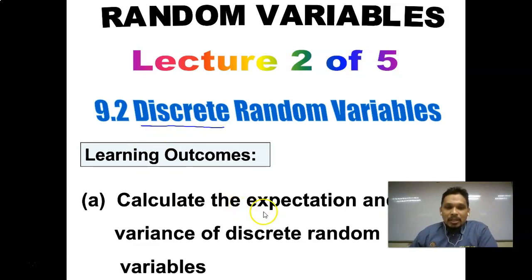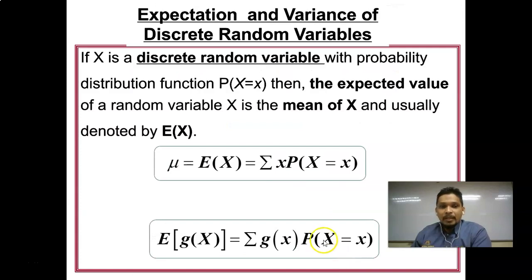Now we're going to calculate the expectation, or in other words the mean, which we write down represented by the sign mu, and the variance of discrete random variables. From variance, we can also find the standard deviation, where standard deviation is the square root of variance. So if x is a discrete random variable with probability distribution function p(x), then the expected value of random variable x is the mean of x, usually denoted by E(X). These two symbols bring the same meaning here, the mean of x.